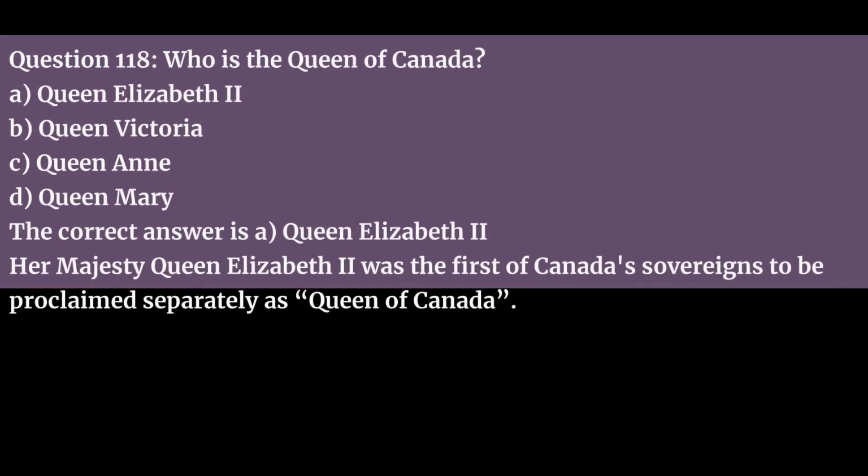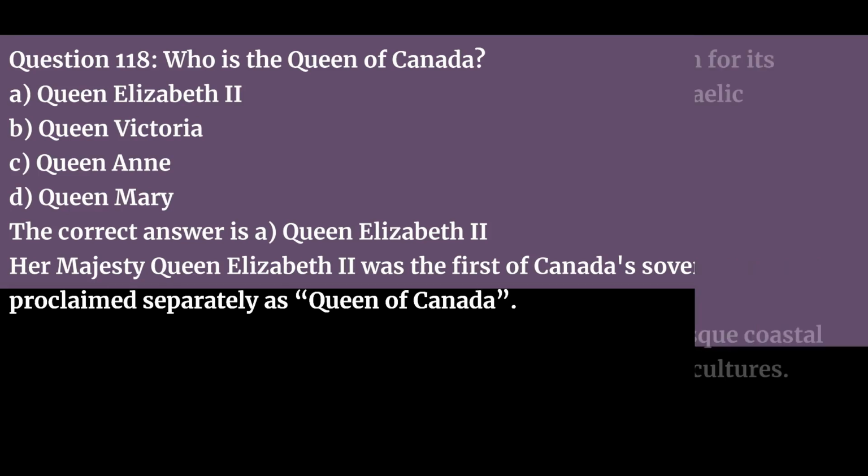Question 118. Who is the Queen of Canada? A. Queen Elizabeth II, B. Queen Victoria, C. Queen Anne, D. Queen Mary. The correct answer is A. Queen Elizabeth II, Her Majesty. Queen Elizabeth II was the first of Canada's sovereigns to be proclaimed separately as Queen of Canada.